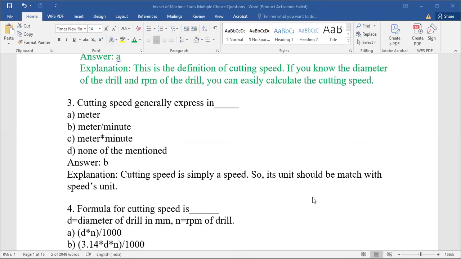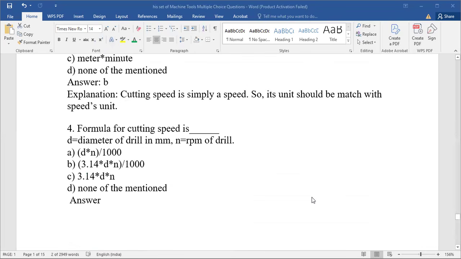Actually, this is revolution per minute. Feed is per revolution. That is called the second unit. Cutting speed is simply speed, so the unit should match the speed unit.